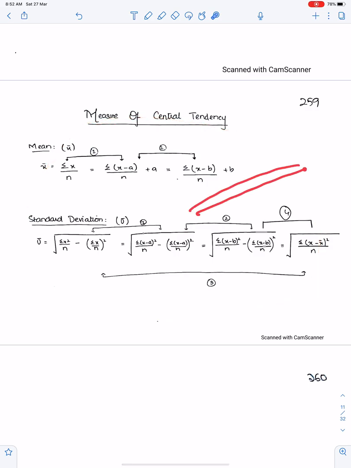But this page is very important. If you learn this page well, and if you understand and then learn this page, then you will be able to solve all the questions of these types.